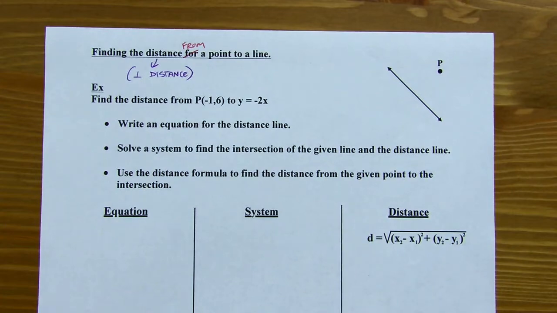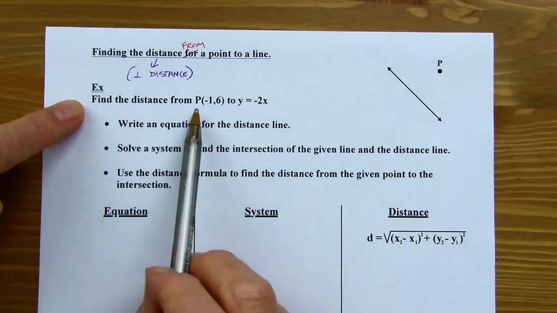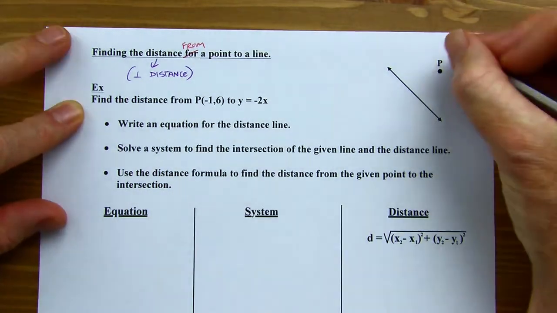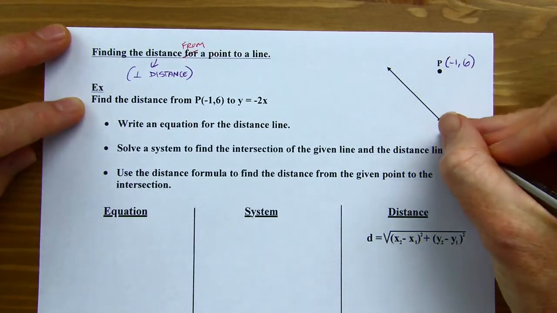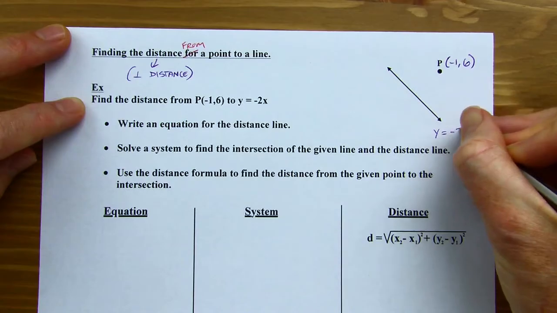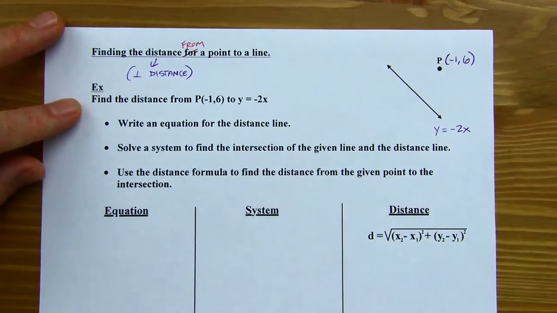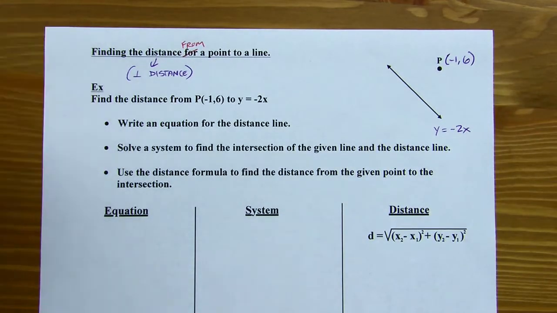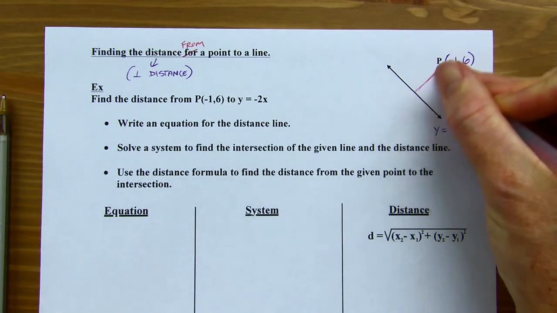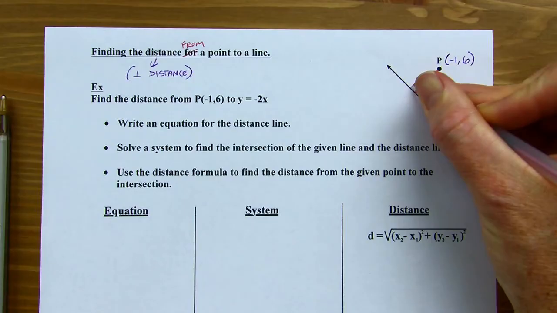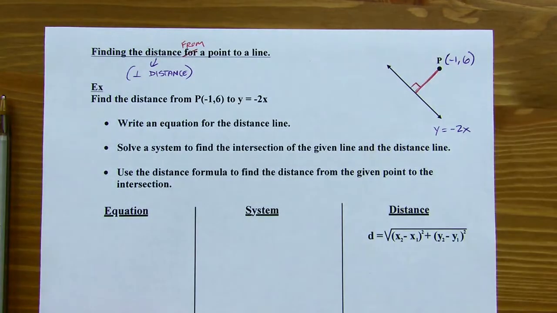What we do have is the coordinates. So this is the point (-1, 6), and then I've got the equation of a line. I'm just drawing a little graph here to organize our thinking. What I'm looking for is going to be the length of a line segment, that red piece. So here are the 3 steps.